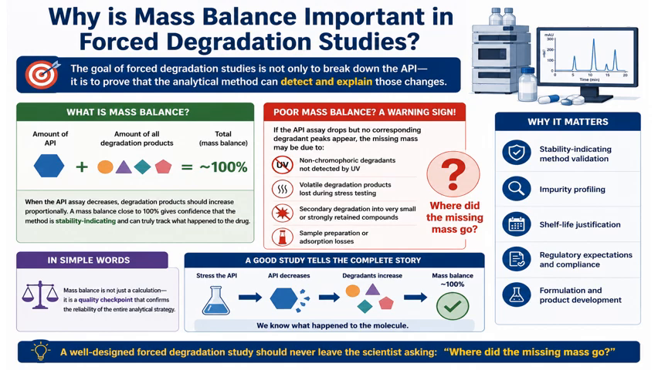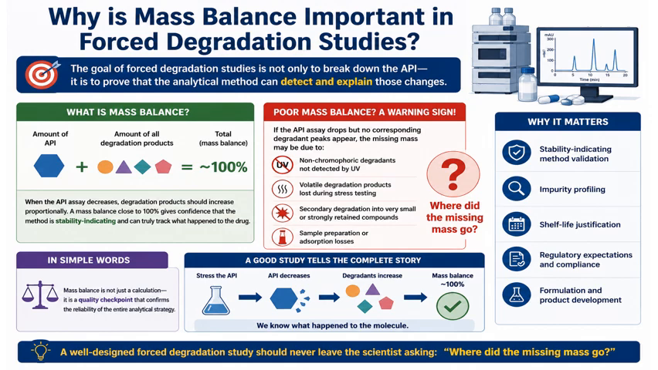The goal of forced degradation study is not only to break down or degrade the API, but to prove that the analytical method can detect and explain those changes. The mass balance is not only a calculation, it is a checkpoint for testing the quality, and mass balance confirms the reliability of the entire analytical strategy. Sometimes you get the mass balance as 100%, or near to 100%, but sometimes you will not get it. So what are the reasons when you are not getting the mass balance?